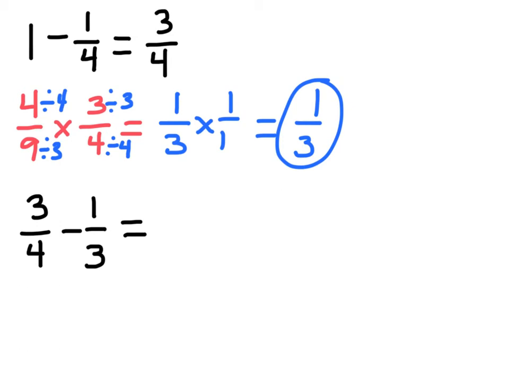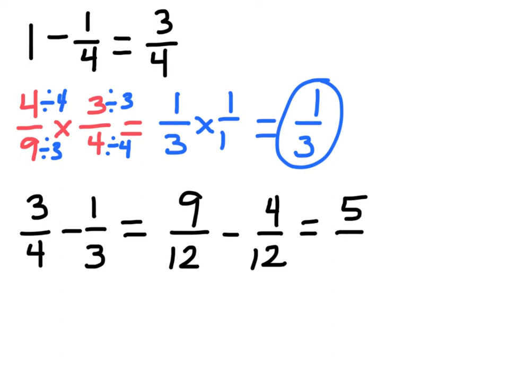So we're going to subtract this to find out how much money was spent on the t-shirt. The first thing we need to do is get a common denominator, which will be 12. 3/4 becomes 9/12. 1/3 becomes 4/12, and we get an answer of 5/12. Len spent 5/12 of his money on the t-shirt.